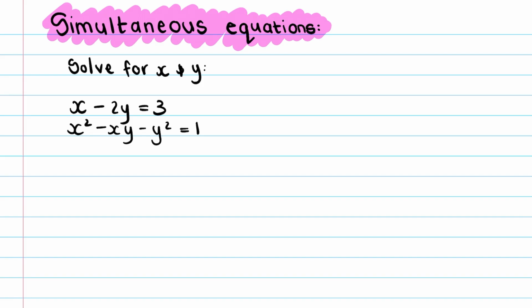So out of these two equations, I think that this first one is the simpler one to manipulate. So I'm going to change that to make sure that x is the subject of the formula. So I'm going to say x on the one side, and I'm going to say equals 3 plus 2y. And then I'm going to label that as equation 1, and I'm going to label the other one as equation 2.